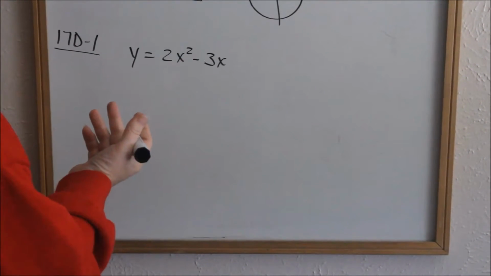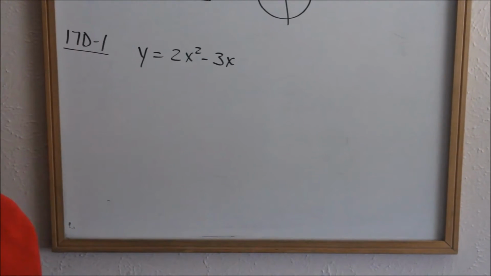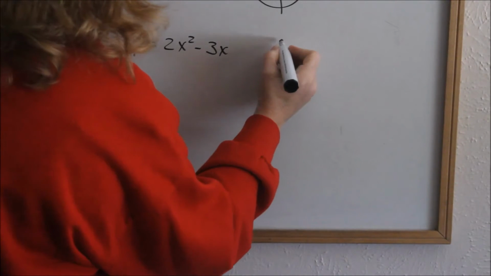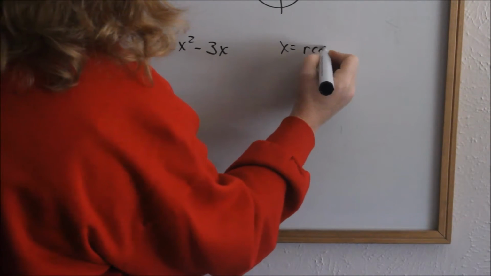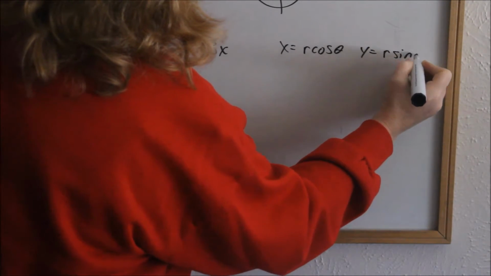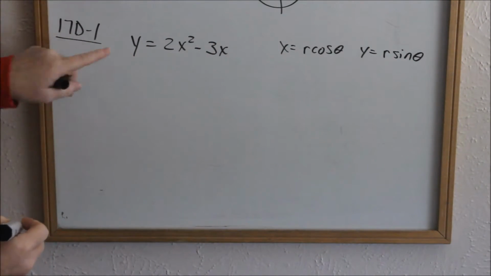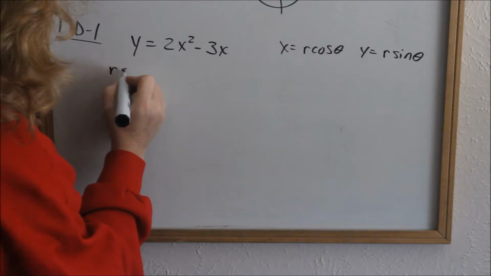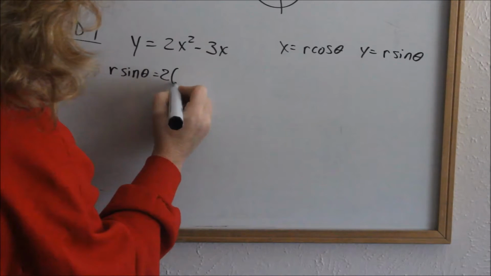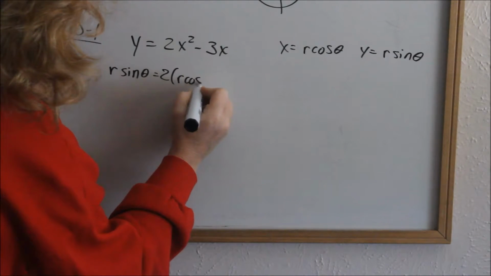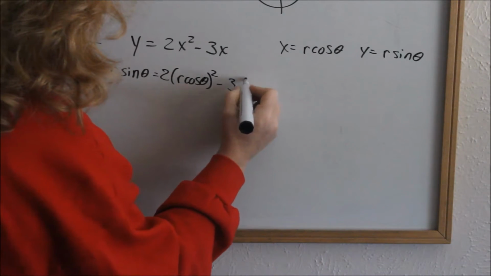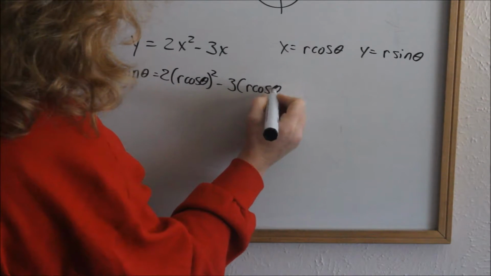I don't have an x squared plus y squared, so I can't just replace it with r squared. So I'm going to go ahead and go to the format that everywhere I see an x, I'm going to replace it with r cosine theta. And everywhere I see a y, I'm going to replace it with r sine theta. Okay? So here's a y, so I'm going to replace it with r sine theta. 2 times, and then x squared, that'd be r cosine theta squared, minus 3 times r cosine theta.